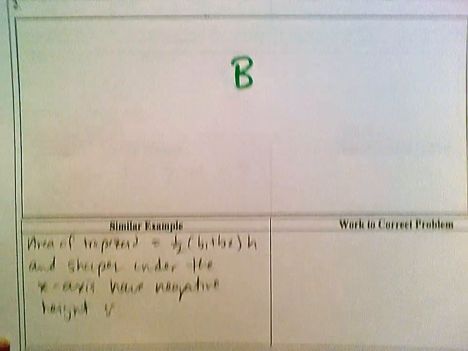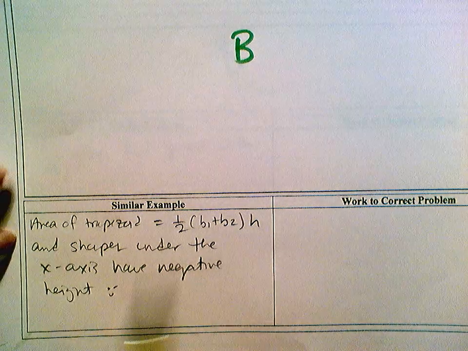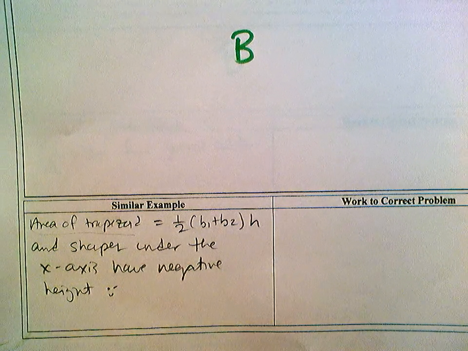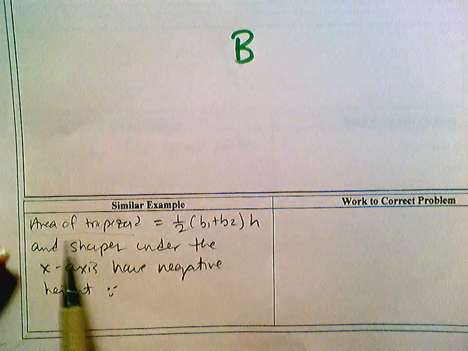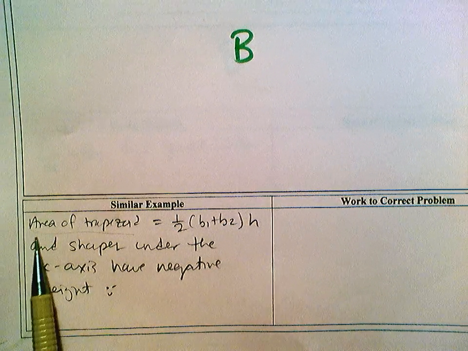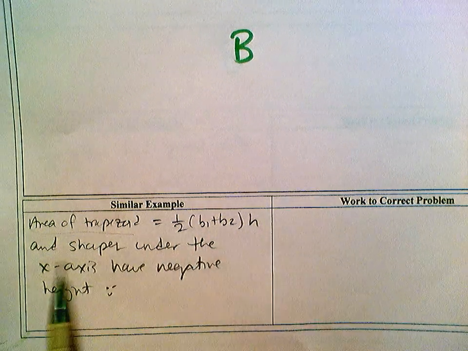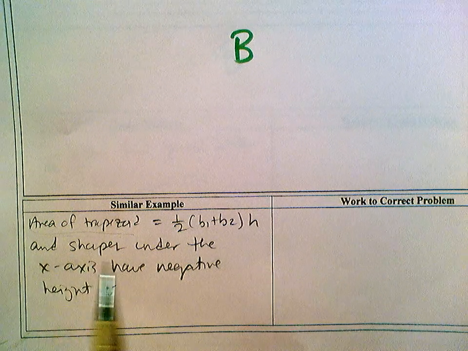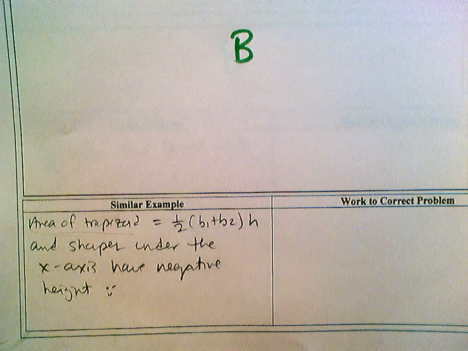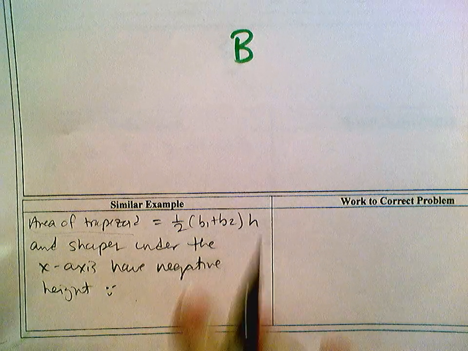Now this one down here, I'm actually not going to do a similar example. I'm just going to say a few things that, if you knew them, would have helped you. For the area of a trapezoid, you don't need to use trapezoids; you could break it up into triangles and rectangles. But you've got two trapezoids, one above the x-axis and one below. The area of each of them is 1/2 base 1 plus base 2 times their height. Another thing to remember is that shapes under the x-axis have a negative height and therefore have a negative area.